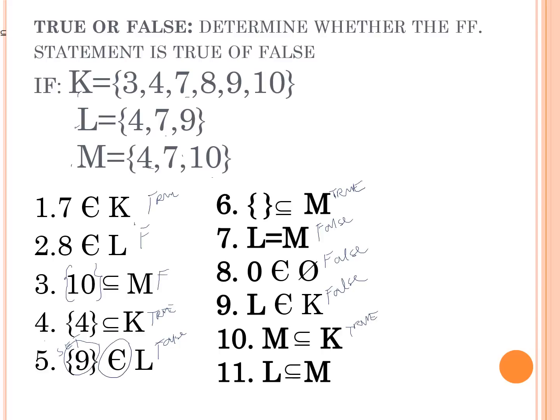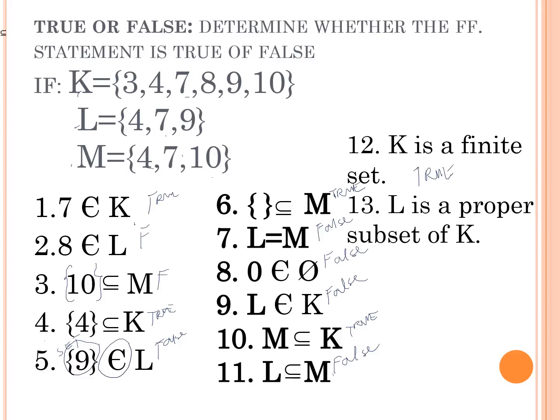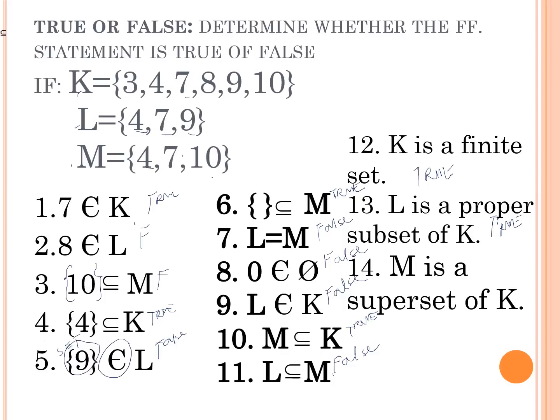Number 11, L is a subset of M. Of course, this is false because they have different elements or different third elements. Number 12, K is a finite set. That is true. Number 13, L is a proper subset of K. Since all of the elements 4, 7, and 9 are in K, this is true.